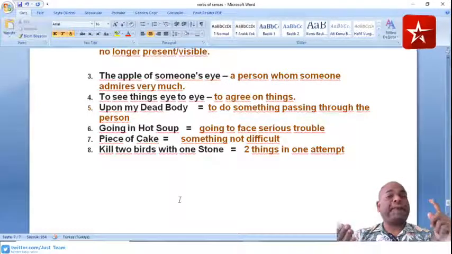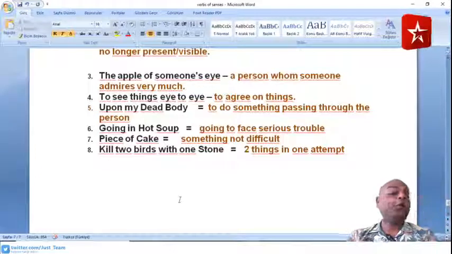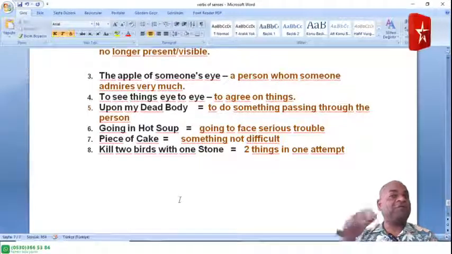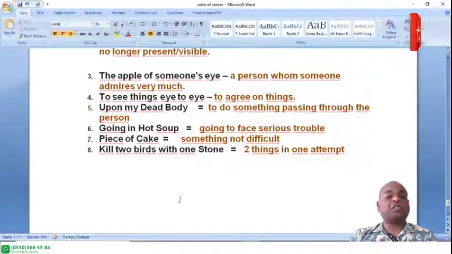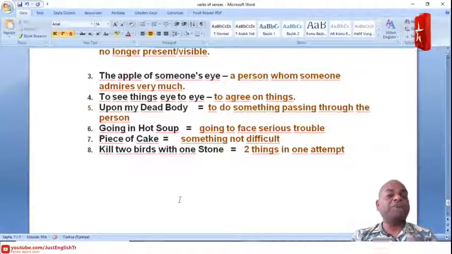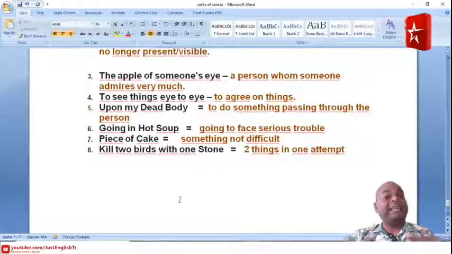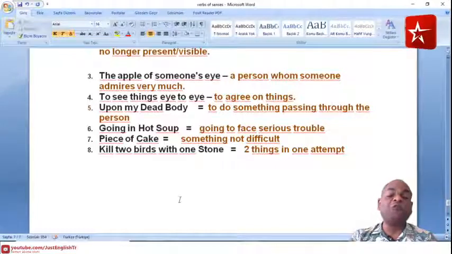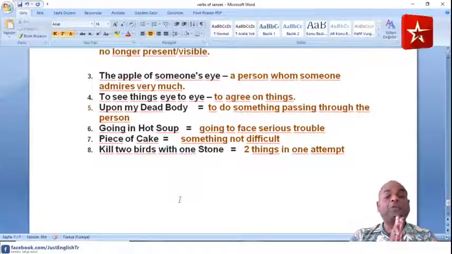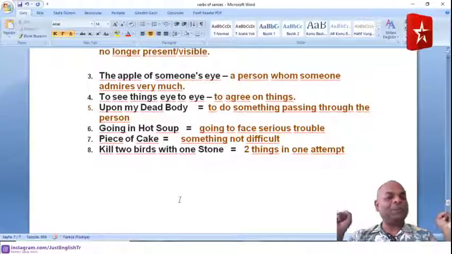We were talking about verbs of senses. There were 5 categories. We talked about different formats of the body senses. And now we're into the final phase of idiom phrases, which we're doing right now. And we're closing up with kill 2 birds with 1 stone.